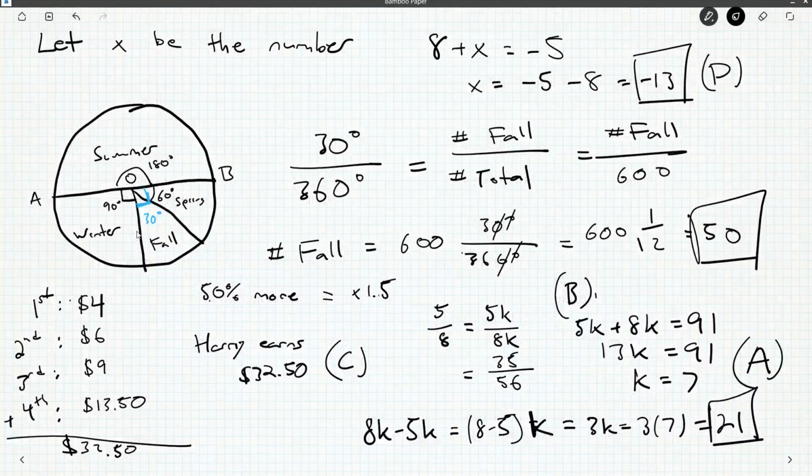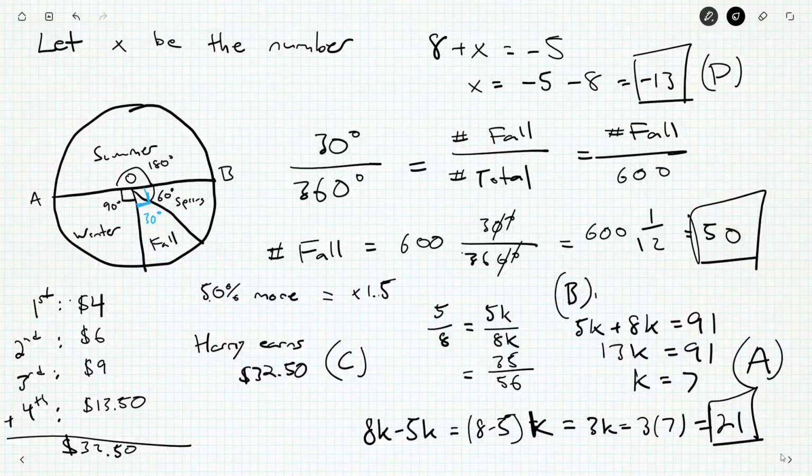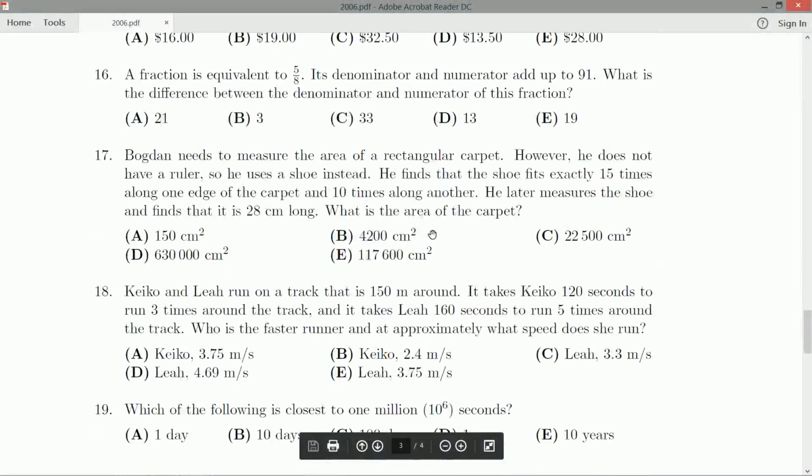All right. So we've certainly filled up the page with the last few questions. Let's flip it over in anticipation of our next question, which will be question number 17, and I will see you guys there.